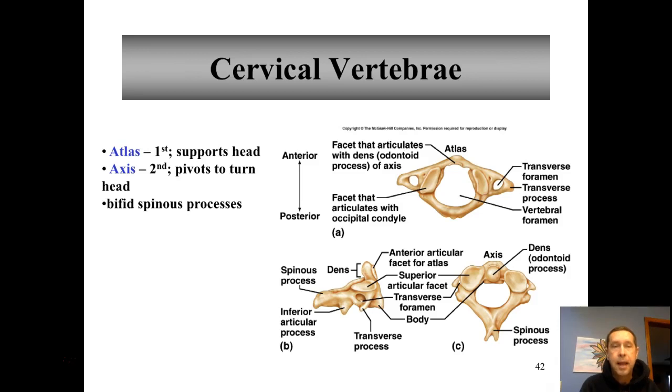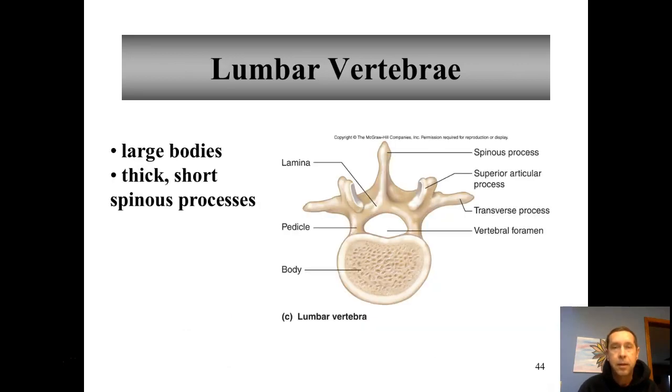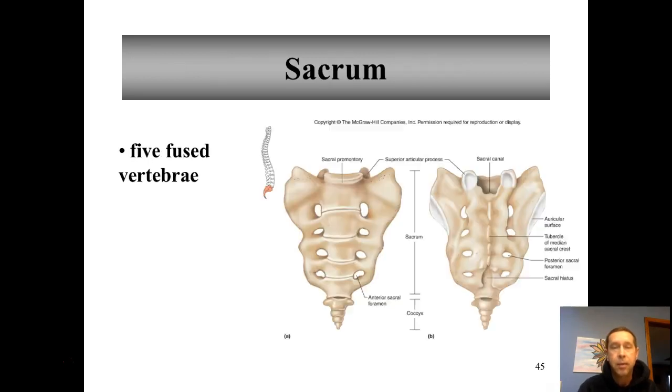The axis and the other cervical vertebrae other than the atlas have a bifid spinous process, where the spinous process is split, kind of like it's been cut at the tip. Thoracic vertebrae are described as looking like a giraffe's head sometimes. They have the longest spinous processes and the rib facets. The lumbar vertebrae are characterized by having large, thick bodies, short spinous processes, and they carry a lot of the weight there.